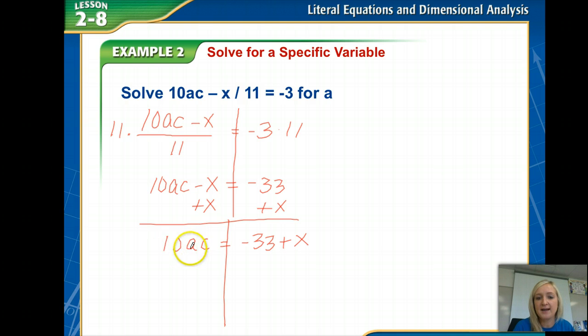Now to isolate and get a by itself, I can divide this side by 10c. Divide this side by 10c. And I'm just left with a on the left side. My answer is negative 33 plus x divided by 10c.